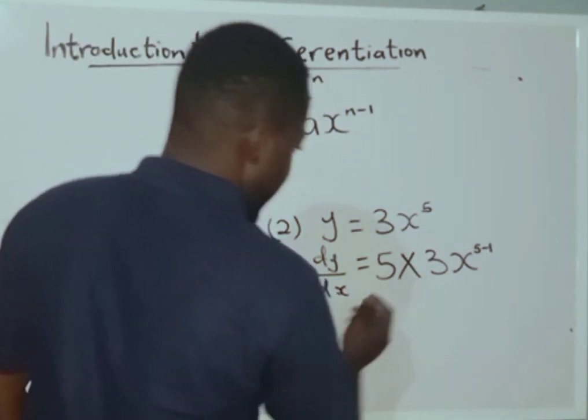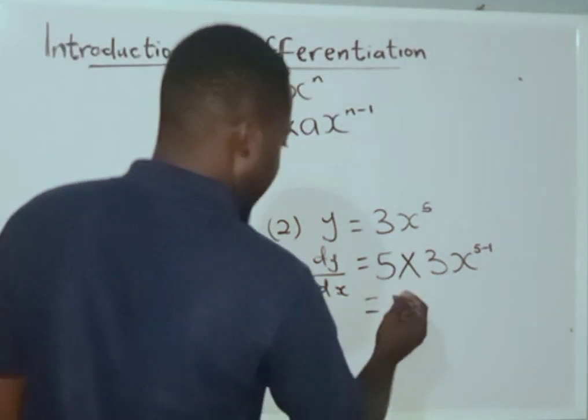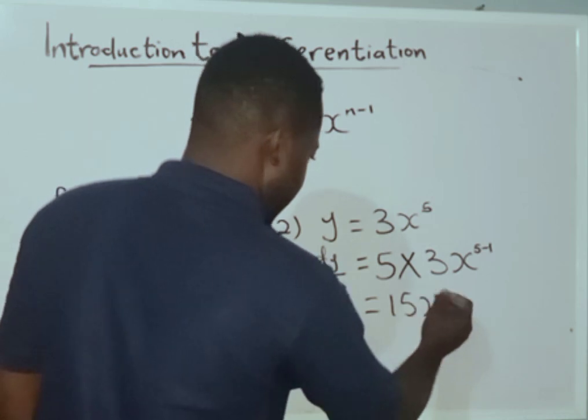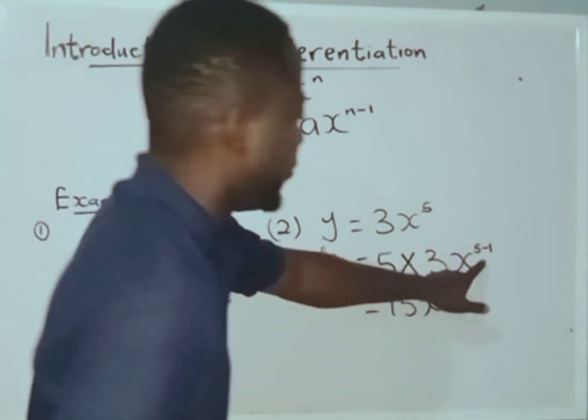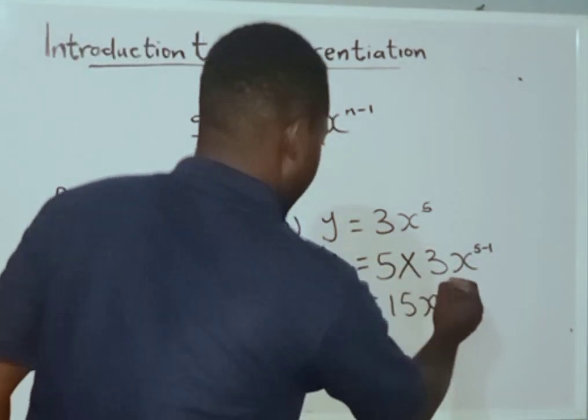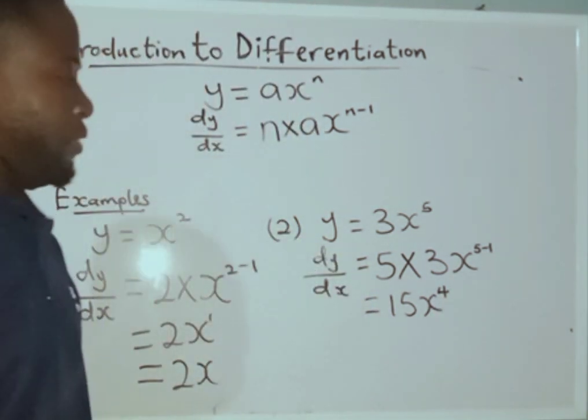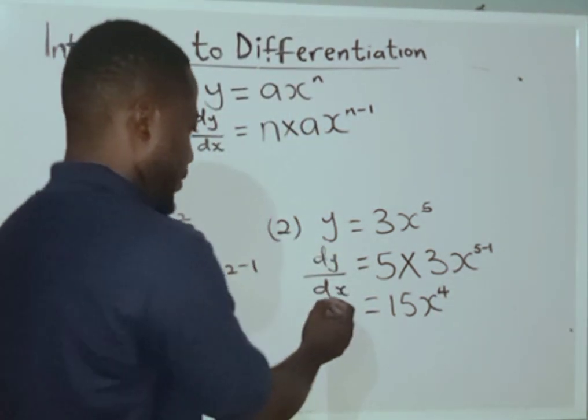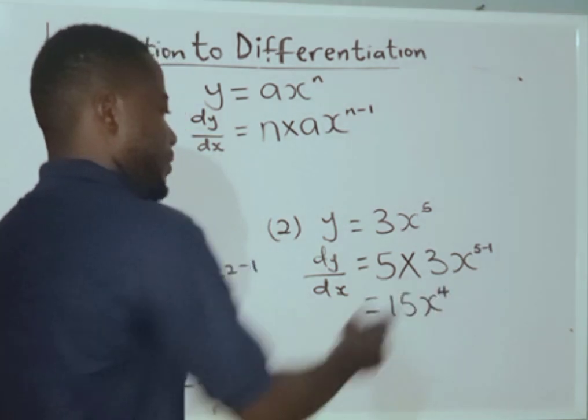Now I'll be left with 5 multiplied by 3x, which will give me 15x. Now the power of 5 minus 1 will now give me what? Power of 4. So my final answer is going to be 15x raised to the power 4.